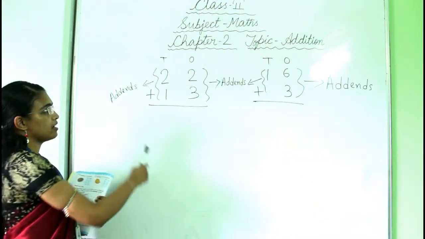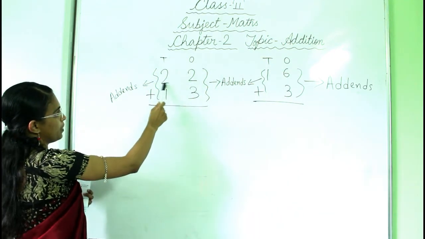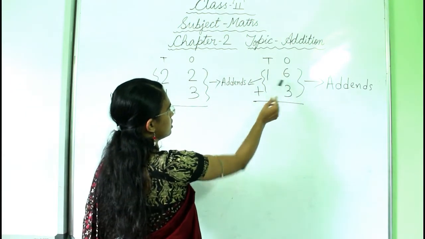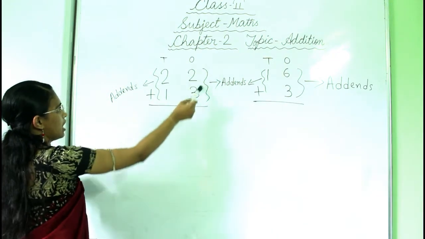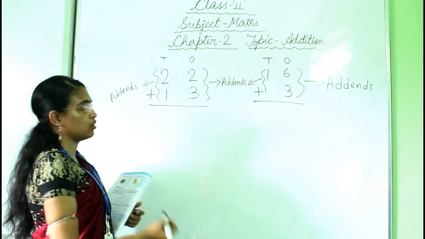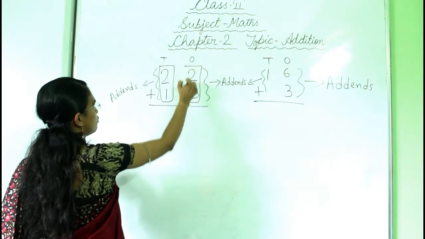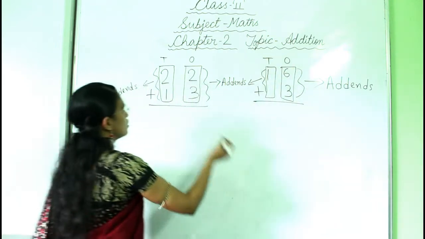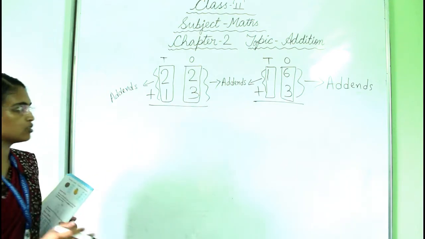Now look here, I have written some numbers. This is tens and this is ones. 22 plus 13. And here I have written in tens and ones place 16 plus 3. Whatever the numbers we are adding, those numbers are called addends. What are addends? Whatever numbers we add are called addends. So this part we have to add, and this part also, then this part and this part also. So these two parts, or this one part, is called an addend.